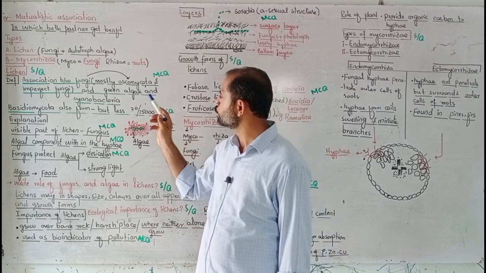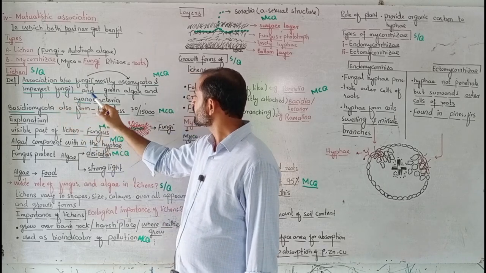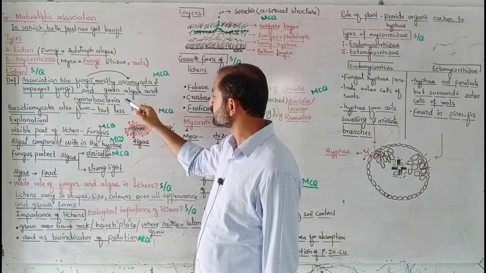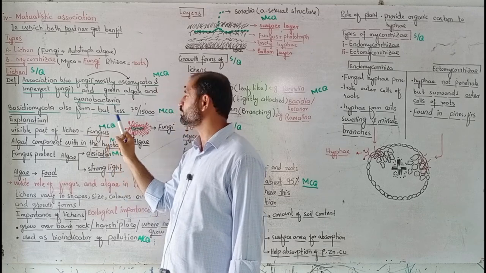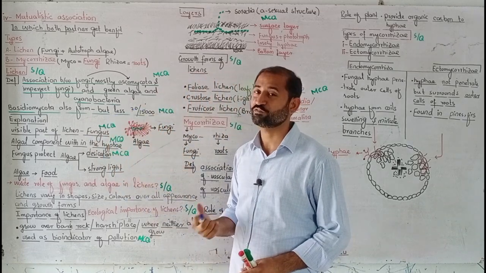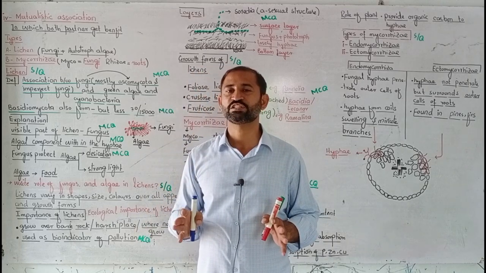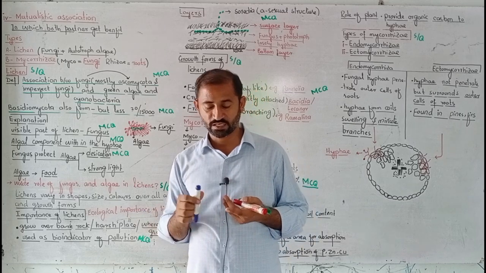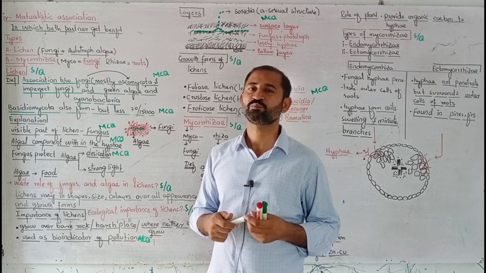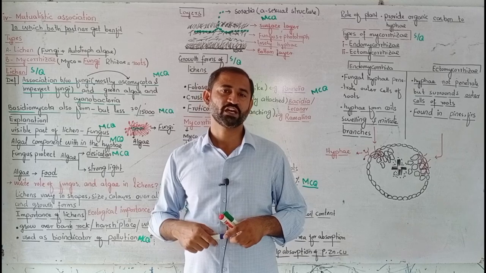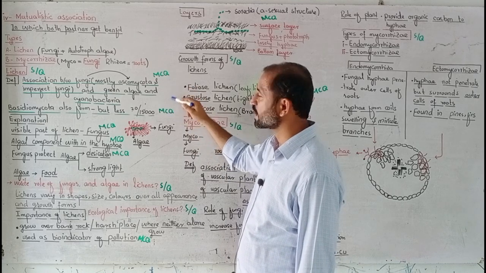So out of these, two mostly form association with green algae and cyanobacteria: ascomycota and imperfect fungi. Basidiomycota also form but less in number, means only 20 out of 15,000. It means that once again, mostly the fungi that are involved in lichen are imperfect fungi and ascomycota, whereas basidiomycota is present in less number, as he says, only 20 out of 15,000. Both these lines are MCQs.